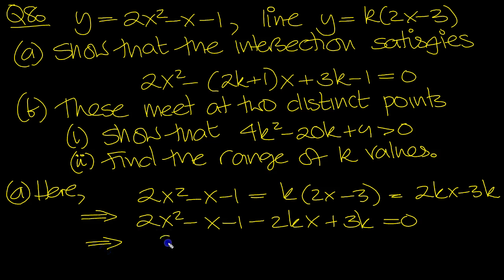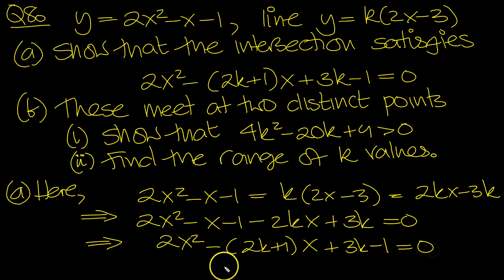So that tells us then that 2x squared. Now we've got a minus x and a minus 2k, so we can put the minus outside a bracket and we'll have the 2k plus 1 together, lots of x, that's those two. And then we've got plus a 3k here and a minus 1 here. So that's what we wanted to show then.